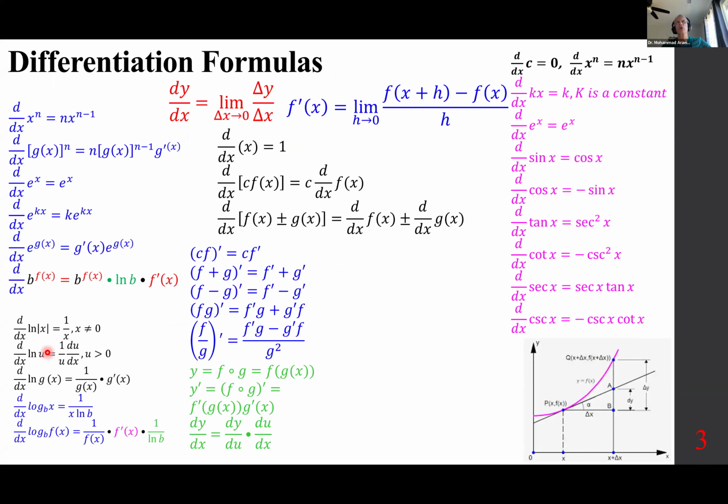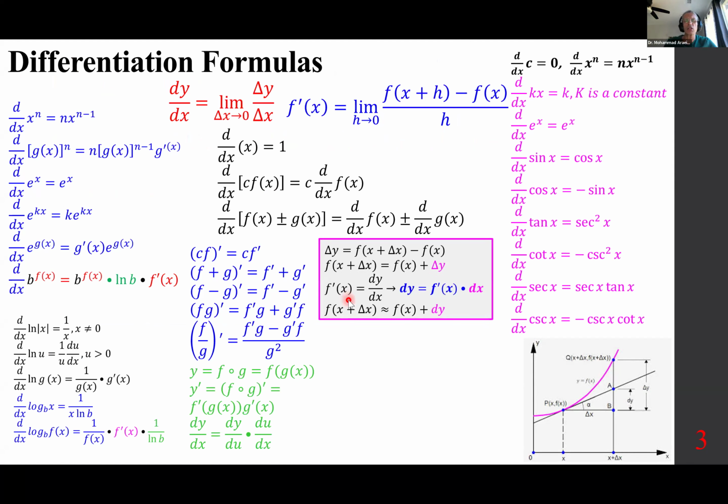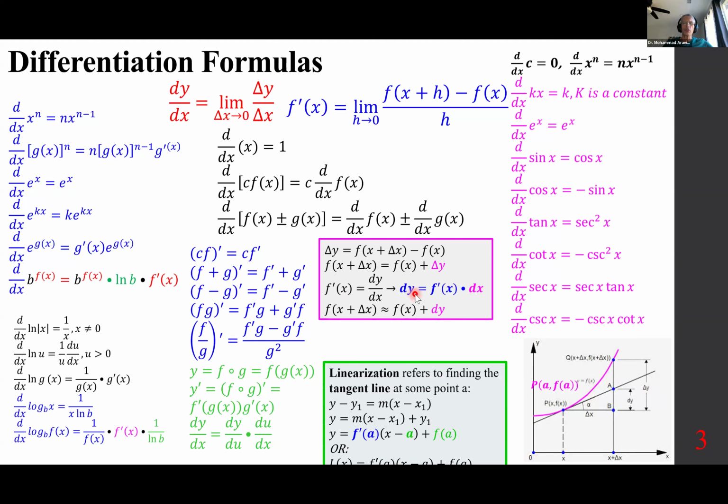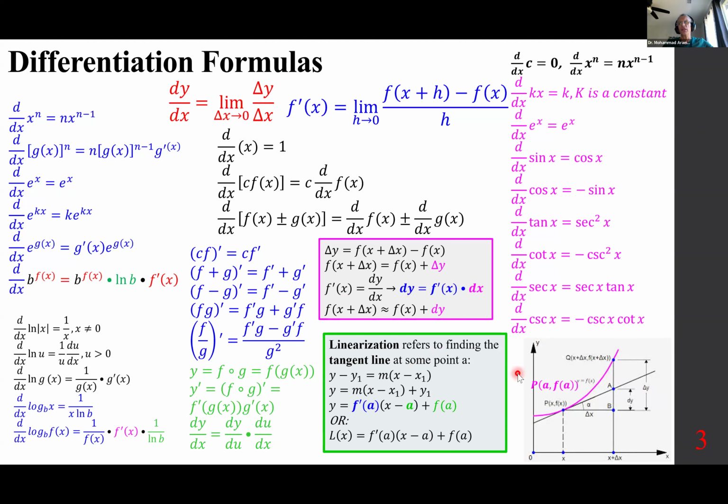So again, reminding you of the various differentiation formulas, from the definition to the basics, product rule, quotient rule, chain rule, exponential rules, and others. Delta y versus dy. Delta y, by definition, is f of x plus delta x minus f of x, and dy is f prime of x dx. And if you have a point, you can find the equation of a tangent line at that point, known as linearization.